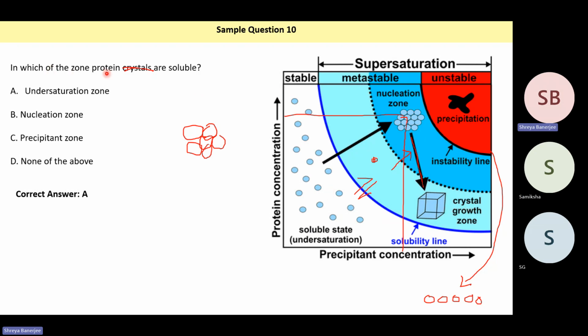So in which zone is protein soluble? It is this white region, where the concentration of protein is low enough that crystal is not forming. That is called the under saturation zone. And the rest of this entire zone, which includes this light blue, dark blue, red, is called the supersaturation zone, where the solution is completely saturated, and after that the crystals start to form.